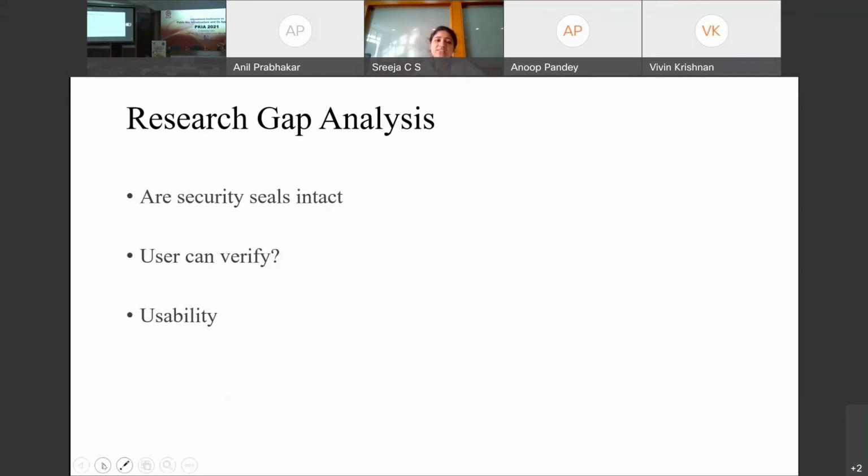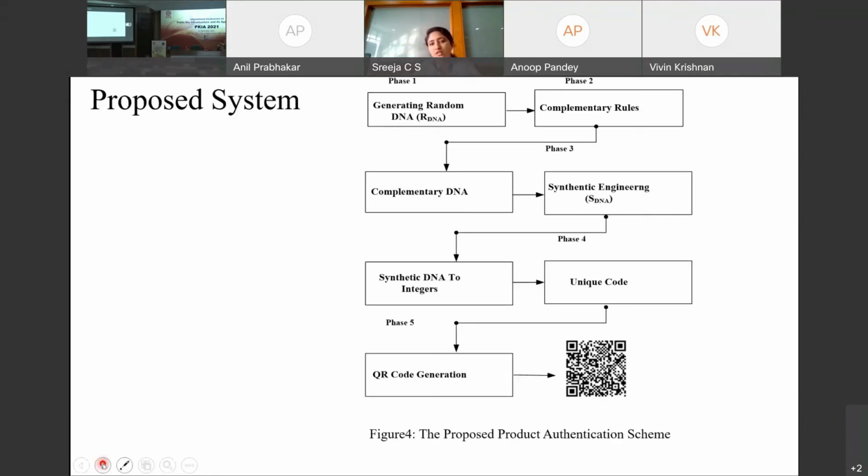That's where a scheme, a proposed system, is what I'm showing right now. This actually uses synthetic DNA to come up with a scheme which can be used without knowing what that code indicates, but it definitely shows the product is genuine. I should say this is secure plus usable. That's where the proposed system comes into the picture here.